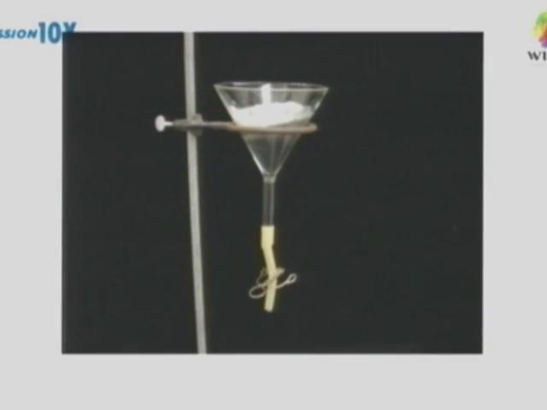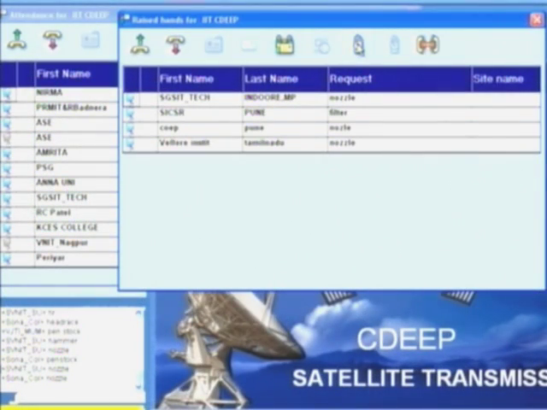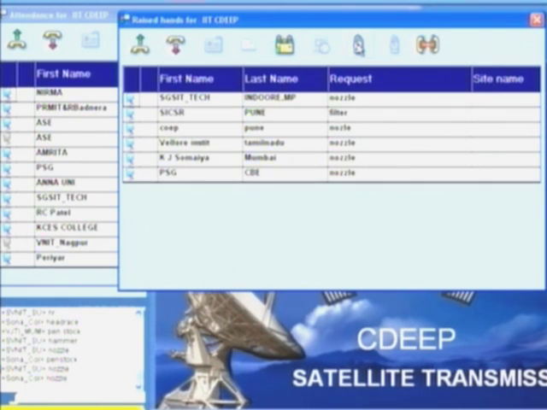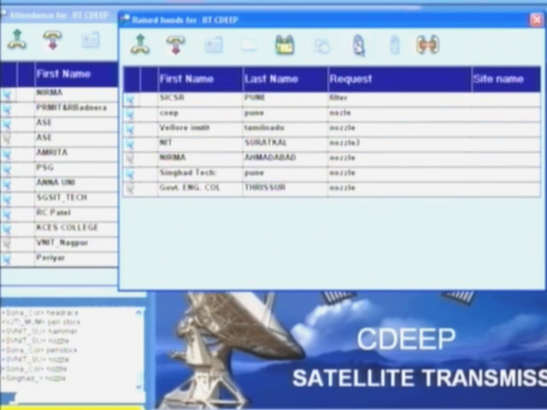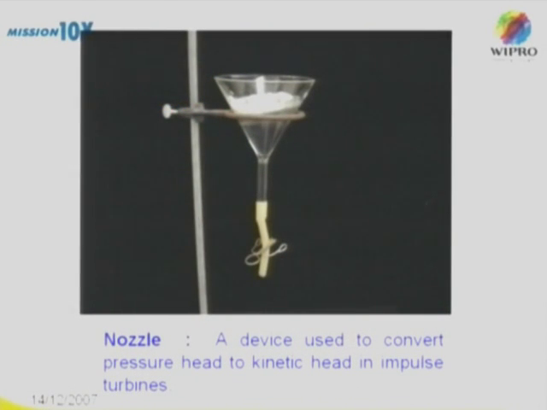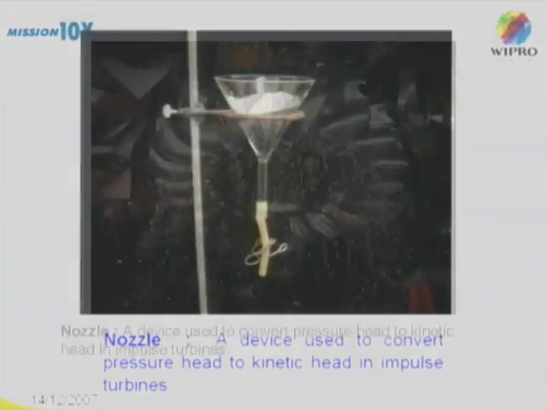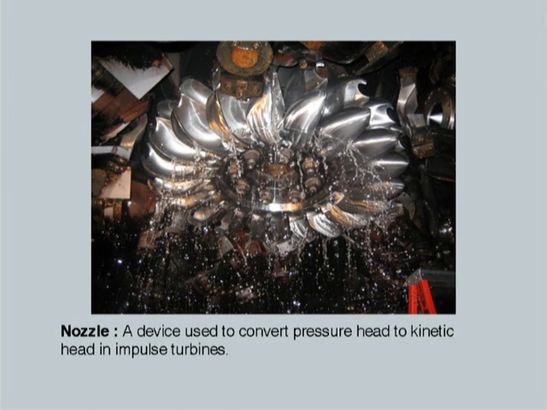Yes, this is the next picture. What does this picture indicate in the context of what we have learnt about the hydroelectric power plant? Yes, Indore gives the first answer, nozzle. COEP, Vellore, KJ Somaya, PSG, Suratkal, Nirma, all have the right answer, but the first one comes from SICSR Pune. Thank you. Congratulations. This is what a nozzle is in the context of a hydroelectric power plant.